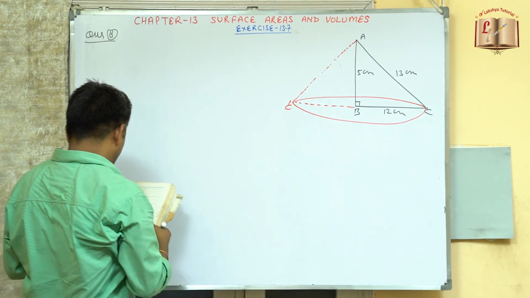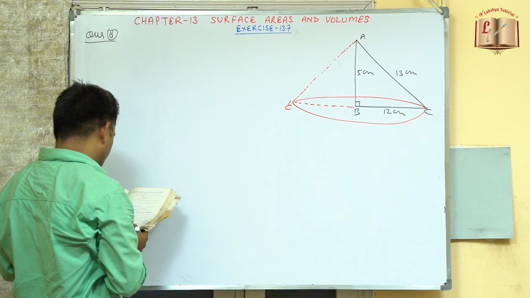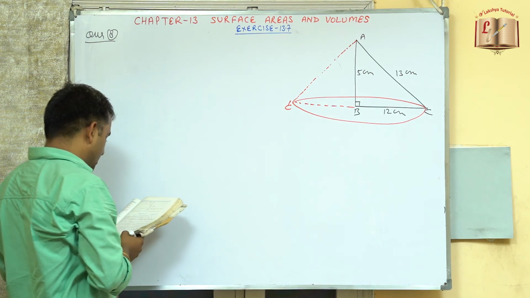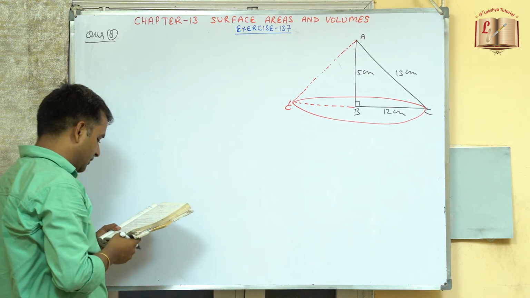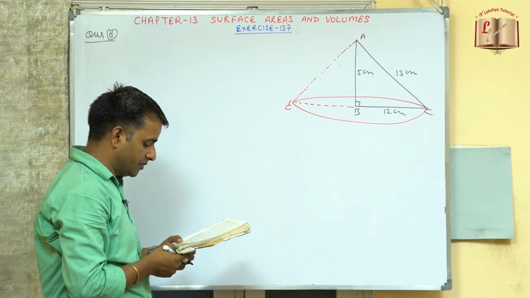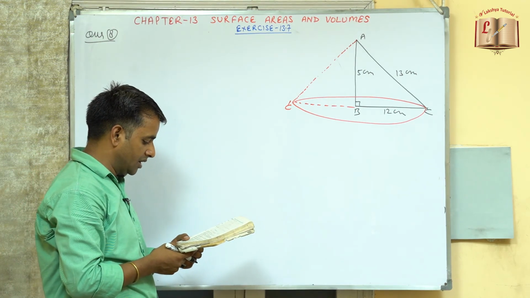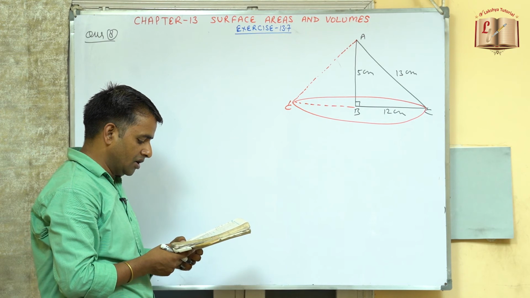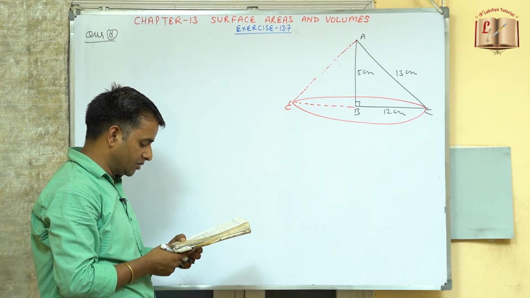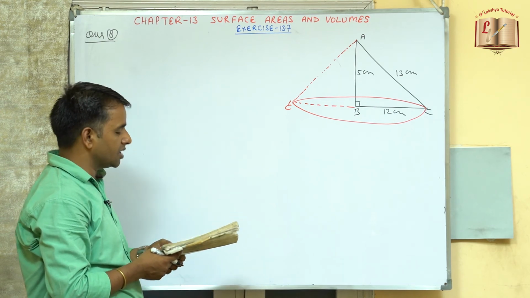So now we can find out the volume. If the triangle ABC in question number 7 above is revolved around the side 5 centimeter, then find the volume of the solid so obtained. Also find the ratio of the volumes of the two solids obtained in 7 and 8.